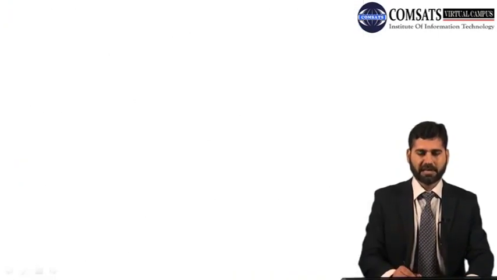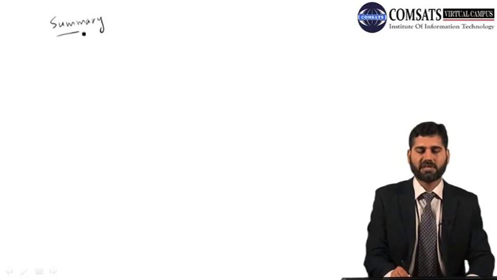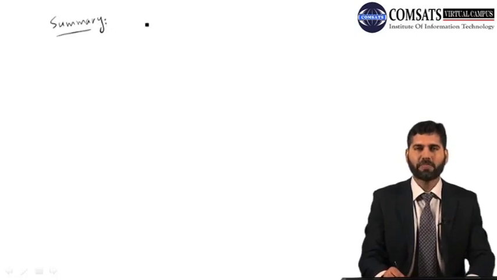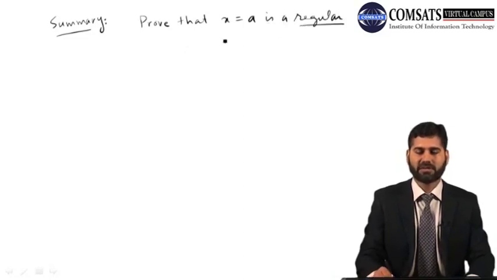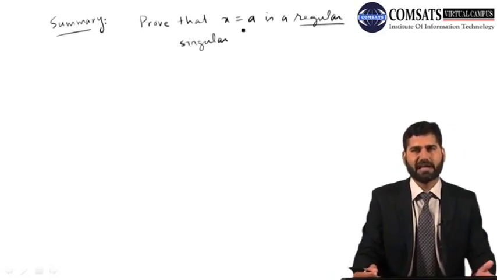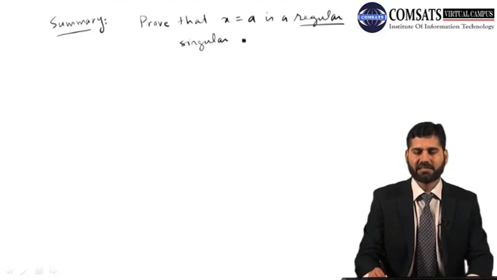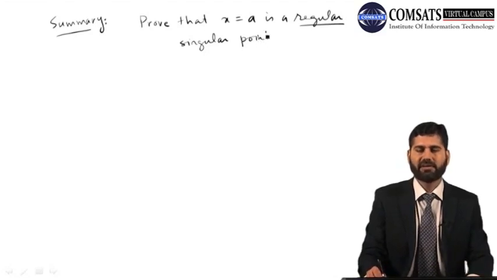Let me summarize this again. Why I am emphasizing it more is because it's a little more complicated than the ordinary one. As a summary, you first have to prove that x equal to a is a regular singular point. Usually we take x equal to 0, but it can be any number.